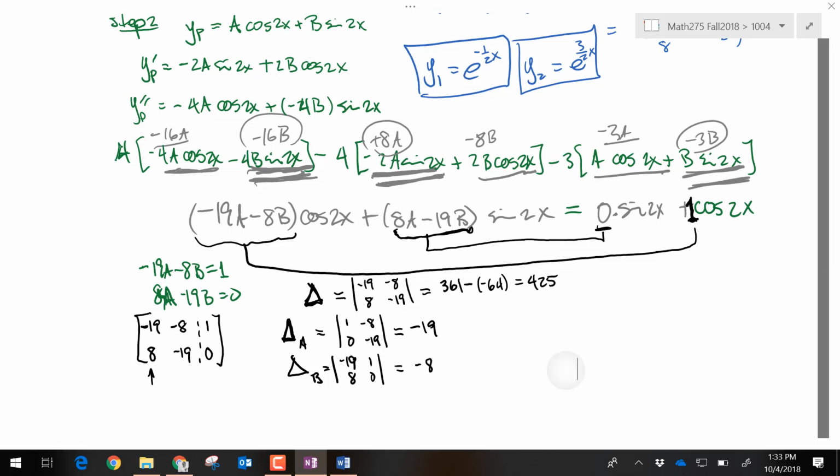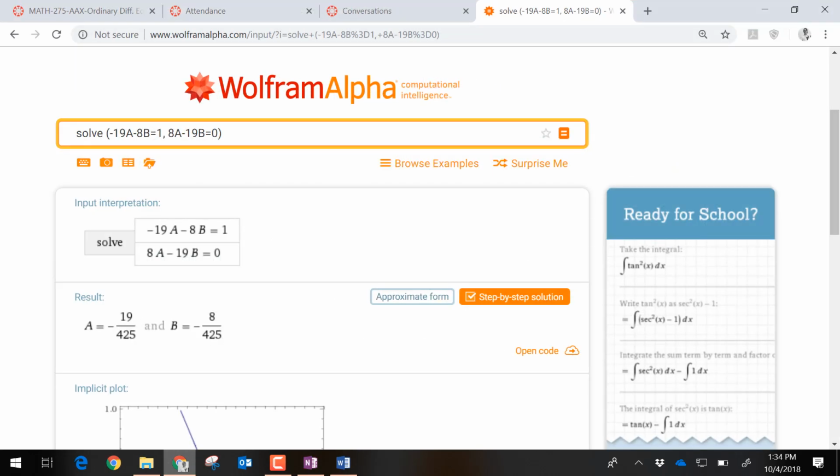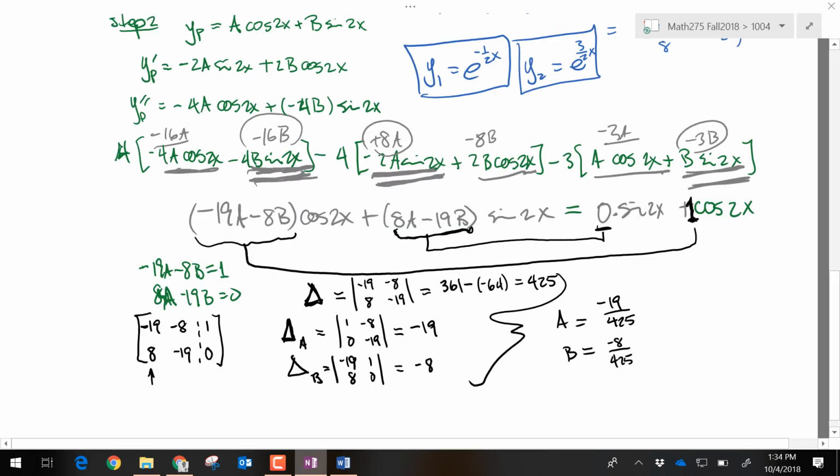So then that's it. Your solutions are here. Given all this, your A will be delta A over delta, so negative 19 divided by 425. And B is equal to delta B over delta, which is negative 8 over 425. Was that right? Bam. Cramer's rule. And we never use it until we actually need to use it.